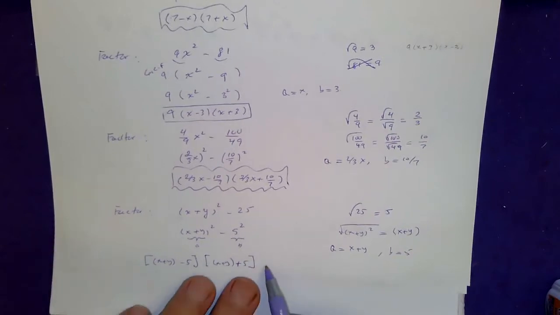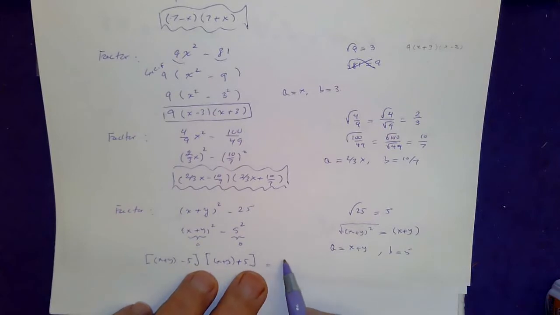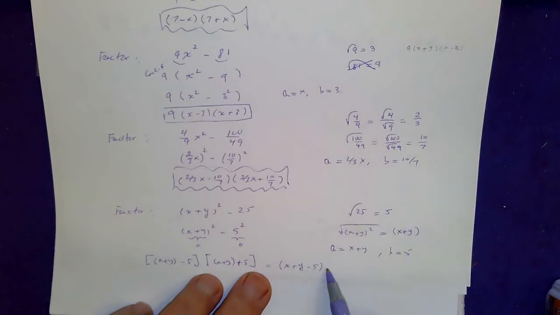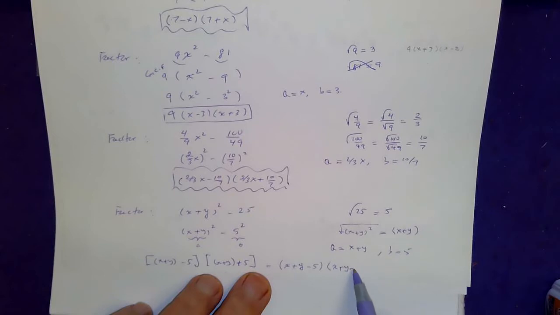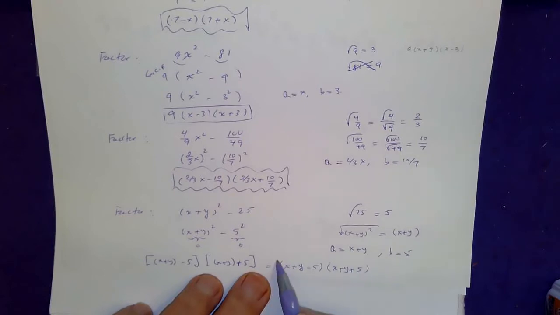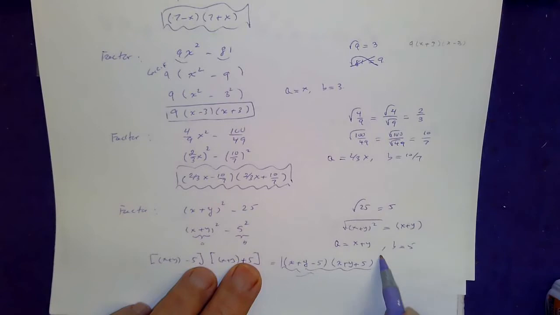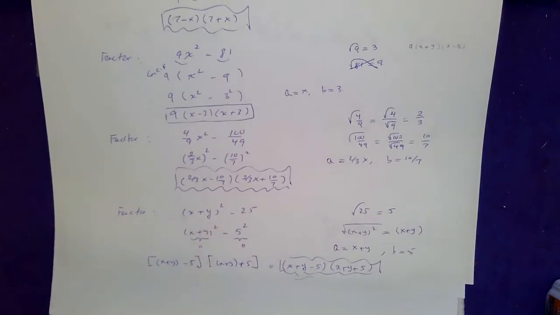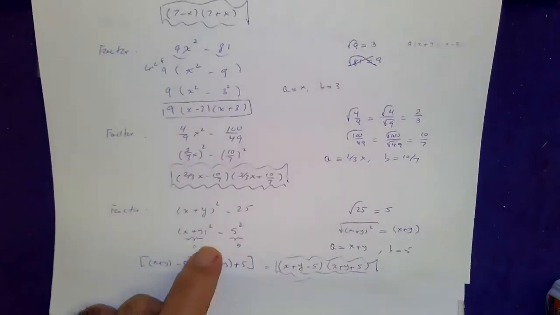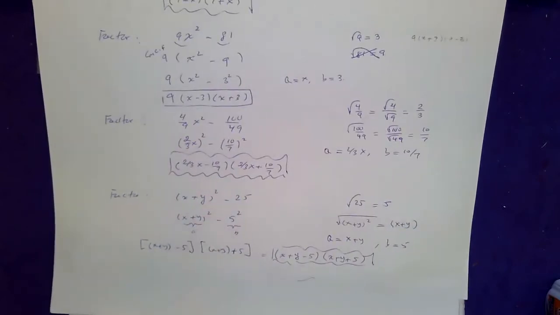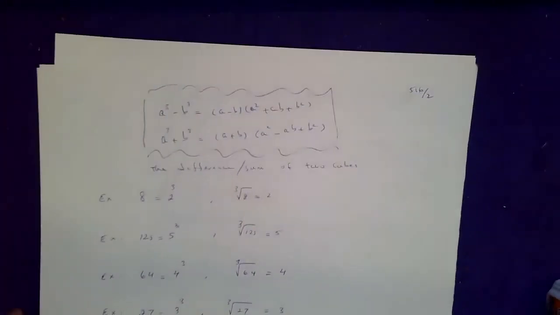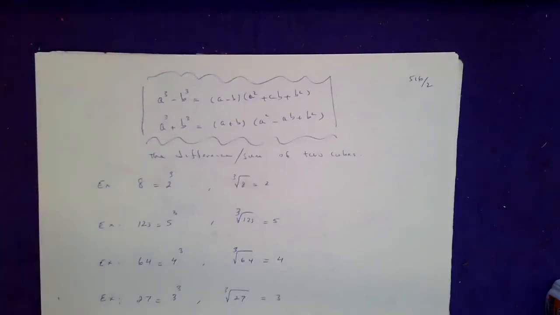You can remove the brackets but keep the parentheses. So this is (x + y - 5)(x + y + 5). What you see inside the box is the final answer for this particular binomial, which turns out to be a difference of two squares in disguise. Do you see it? The next one is called sum and difference of two cubes.